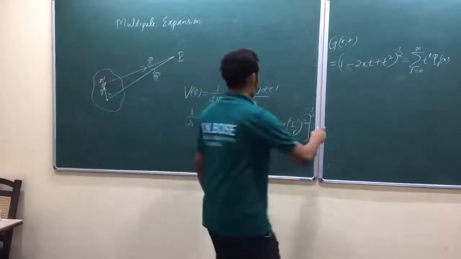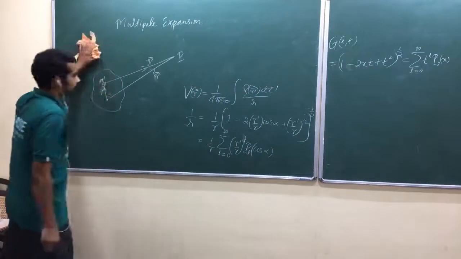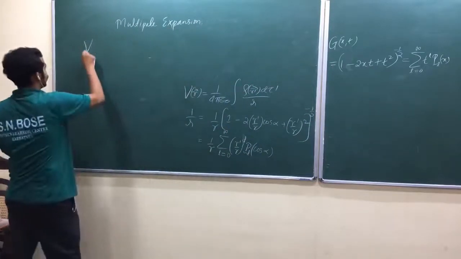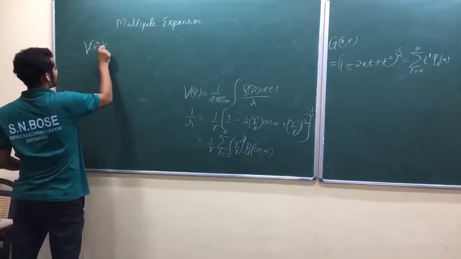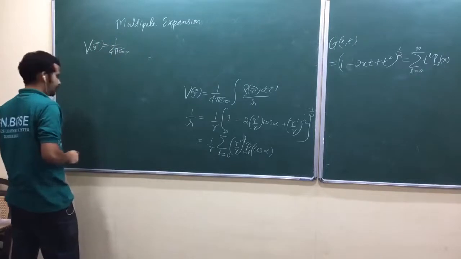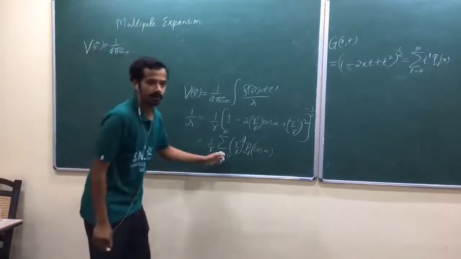If I substitute that one inside the potential, again it is getting lengthy. Shall I rub it out? Let me write it here. My total potential is 1 by 4 pi epsilon naught, the volume integral. It is a volume integral. Am I right?